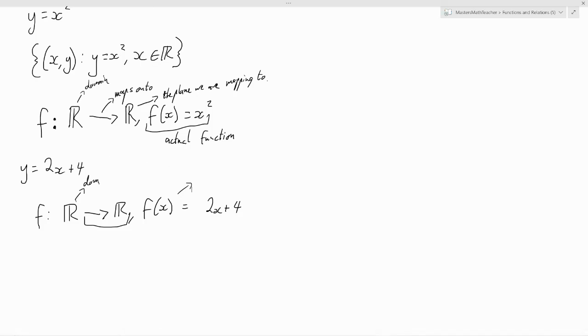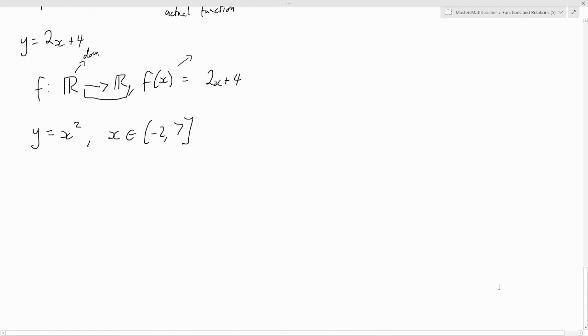Let's take a look at one with a restricted domain. So I'm going to say y equals x squared, where x is an element of -2 to 7. I want you to pause the video and give it a shot. Okay, so all we do, pick a letter. I'm going to say f again, such that we've got the domain. So I'm going to write brackets -2 to 7. Maps to reals again. We always map to reals. Comma, f of x equals x squared.